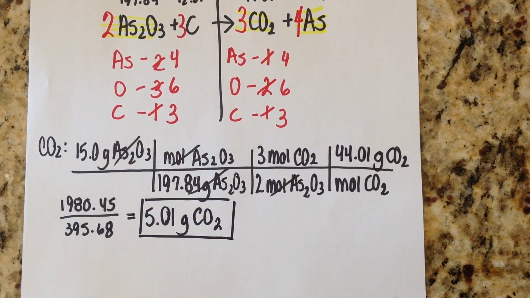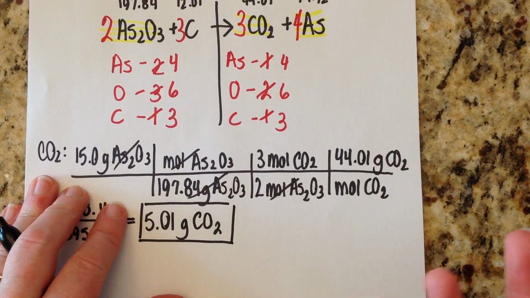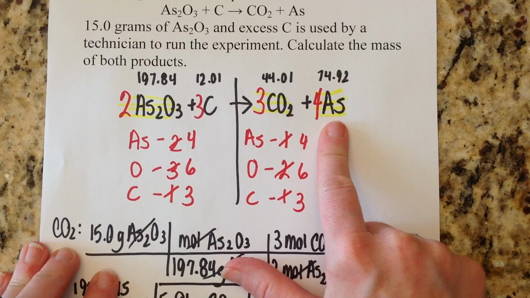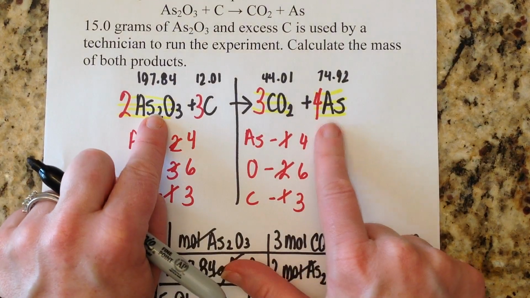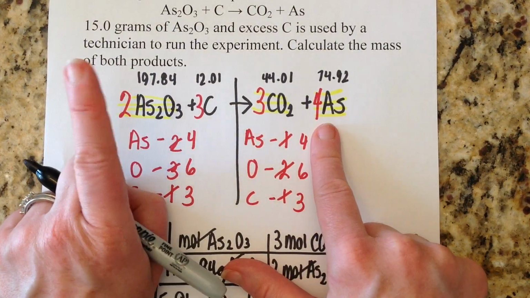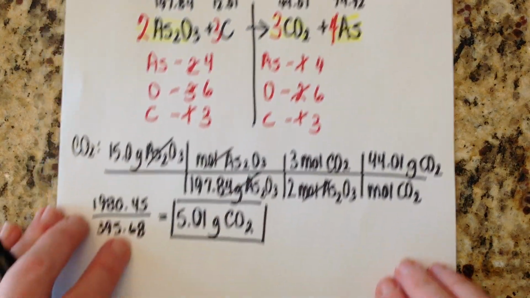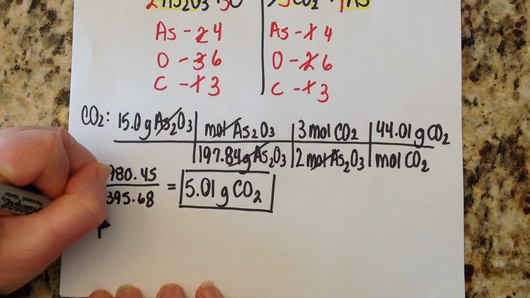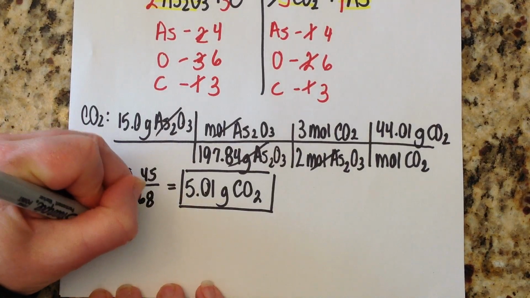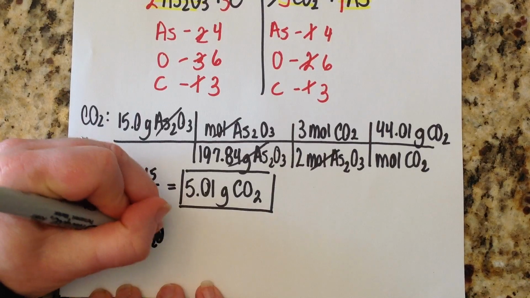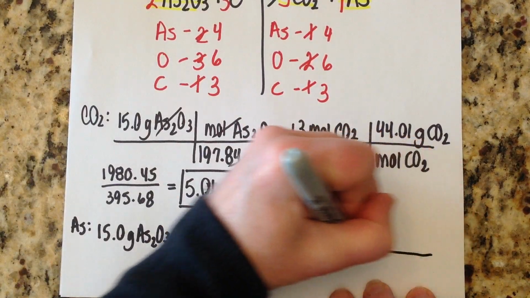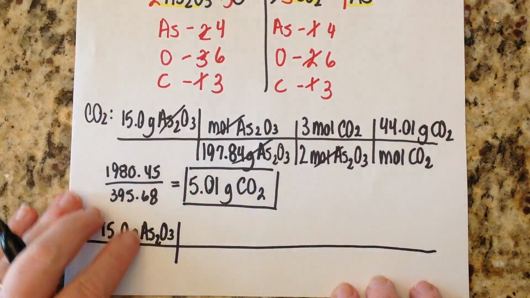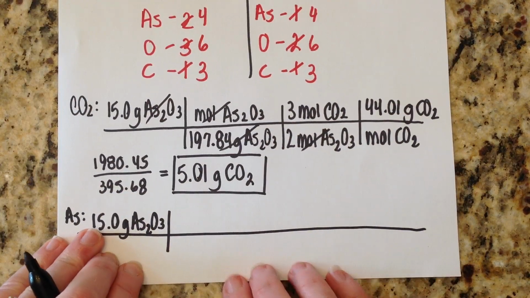Now, I have one more problem to do. They also want to know, and this makes sense if you're actually making arsenic, how much you're making. They want to know if I have 15 grams of this, how much arsenic can I make? So this is going to be a 2-to-4 ratio when we get to that point. So let's solve for this one. I've got 15.0 grams of As2O3. We're starting off just like we did in the first one, because we still have to convert grams to mole.